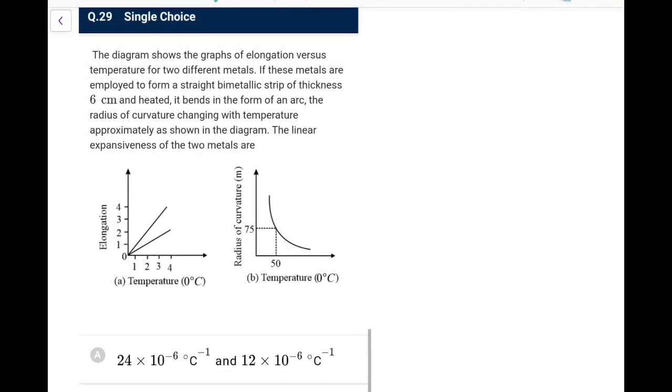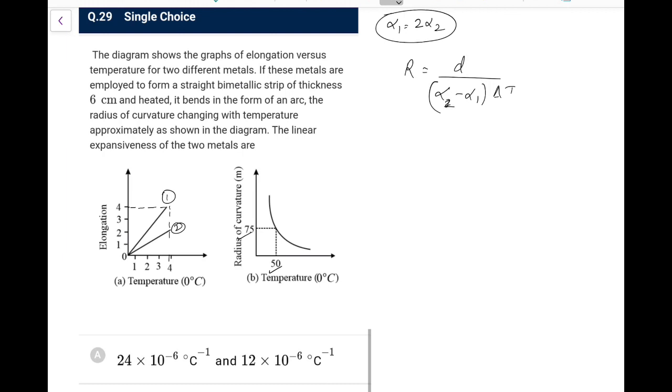So just looking at this graph, you can see for the same temperature change, the elongation in the first one is double that in the second one. So we have alpha 1 is equal to twice of alpha 2, that you can directly say. Now you know at 50 degrees, this becomes 75 meters. We directly know the radius formula if you have derived it, d upon alpha 1 minus alpha 2 into delta t is equal to r. So r is 75.